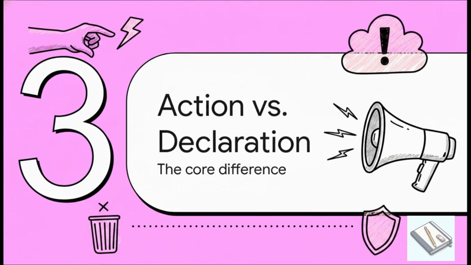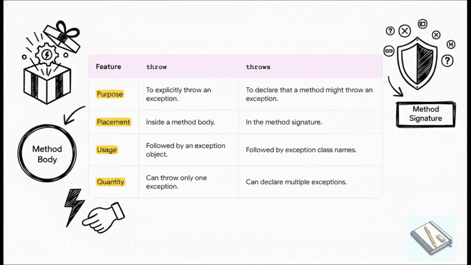Okay, time for the side-by-side comparison. Honestly, understanding the difference between doing something and just warning about it is the absolute key to mastering these two. This table lays it all out, nice and simple. Just look at the differences in purpose, placement, and usage. Throw is inside the method. Throws is in the method's signature. Throw launches one specific exception object. Throws can declare a whole list of exception types. This right here is your cheat sheet.